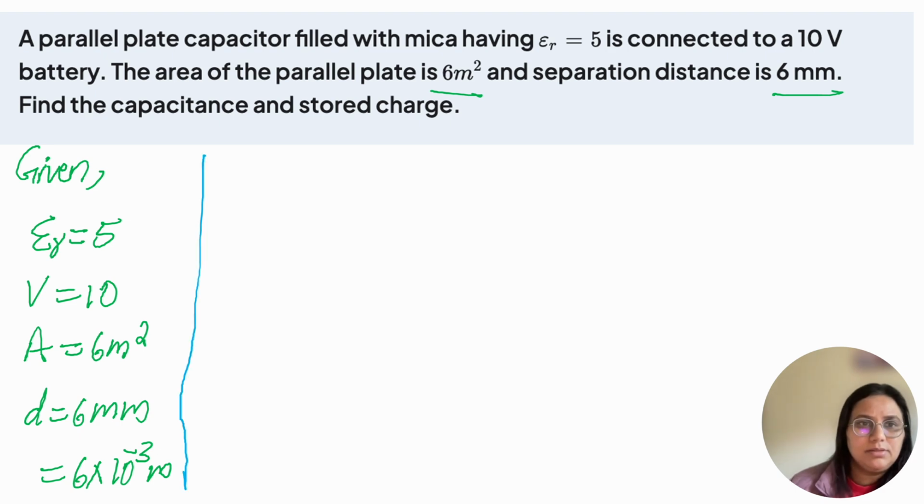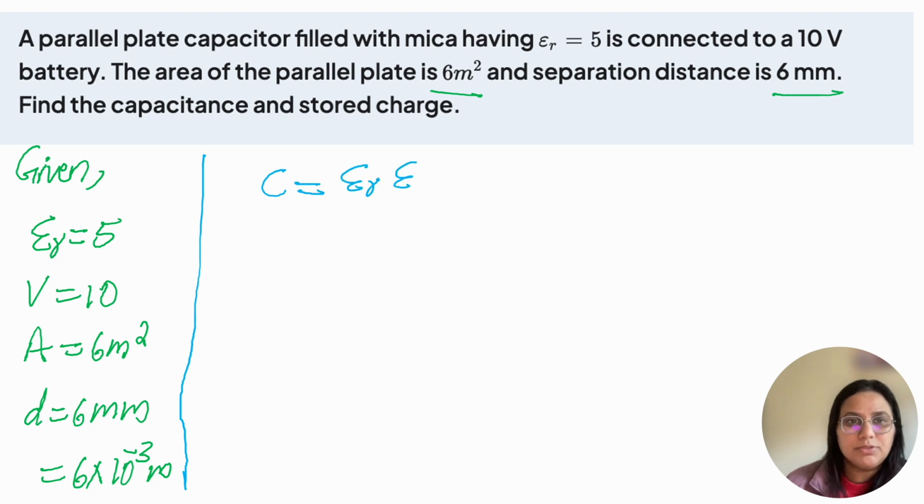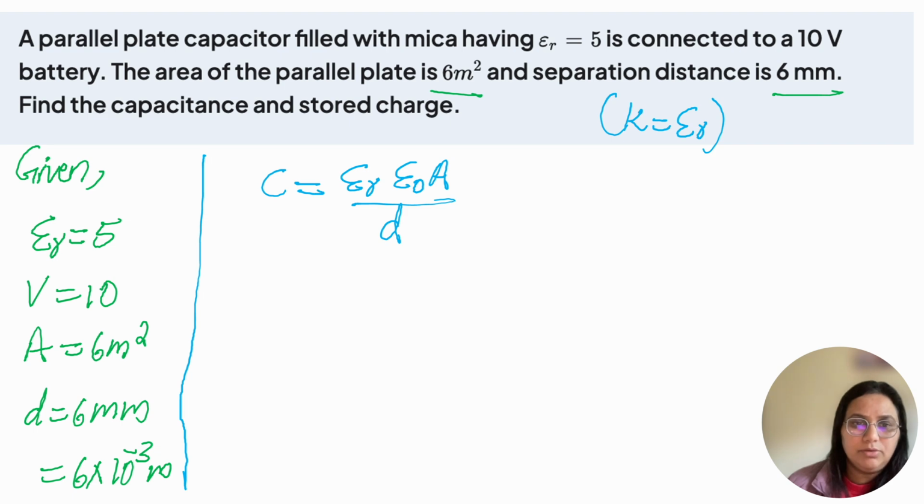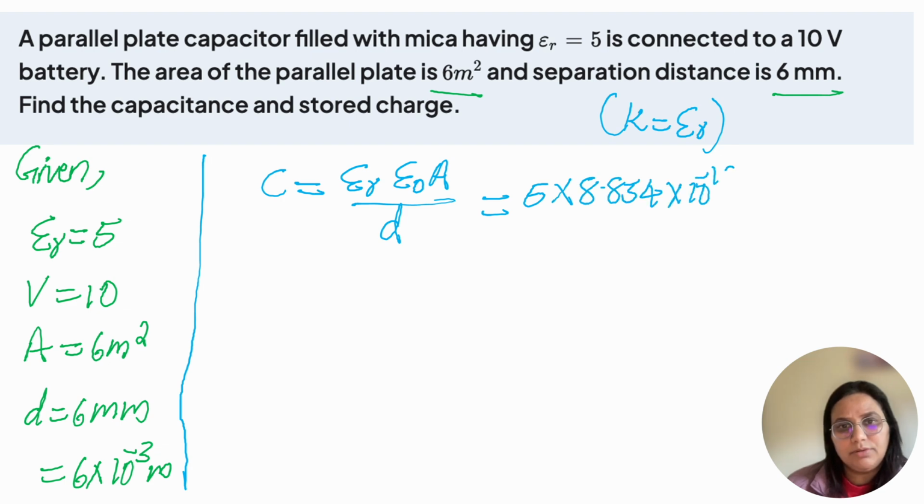Now the first part, you have to calculate the capacitance and stored charge. The capacitance of a capacitor in the presence of a dielectric medium is given by epsilon R epsilon naught A divided by D. You also know that K is nothing but the dielectric constant, that is epsilon R. So epsilon naught A by D into epsilon R. Put the values here. So 5 into 8.854 into 10 power of minus 12 into 6 divided by 6 into 10 power of minus 3.